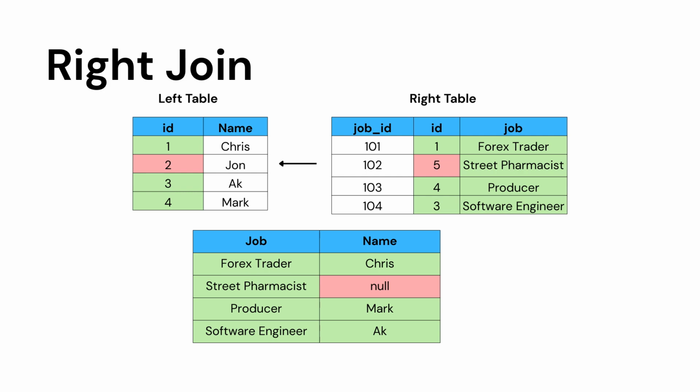In the right table, we have ID 5, which is our street pharmacist, and that ID is not in our first table. So we're going to have our street pharmacist there regardless, but the name is going to be null because our right table with the street pharmacist cannot find a match in the first table. And by first table, I mean the left table.